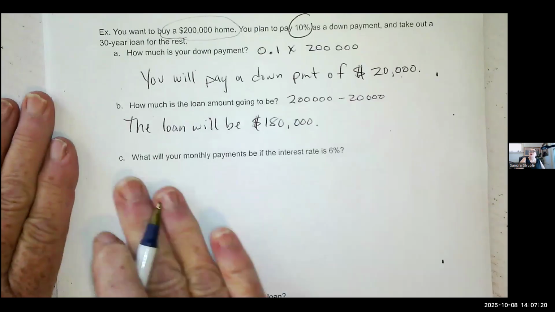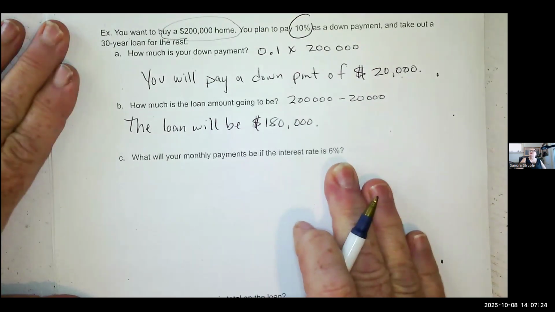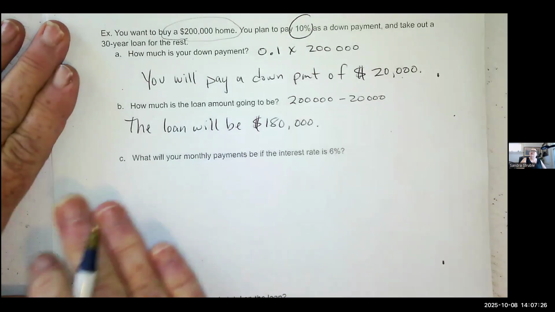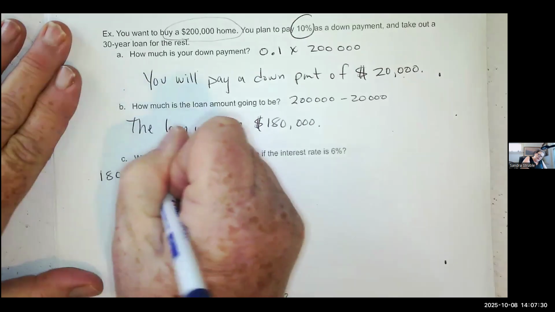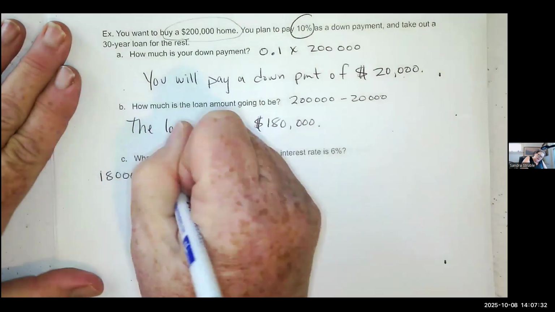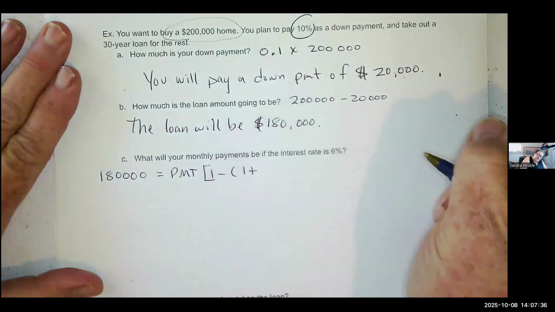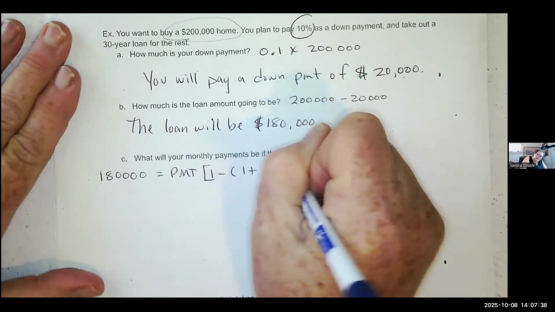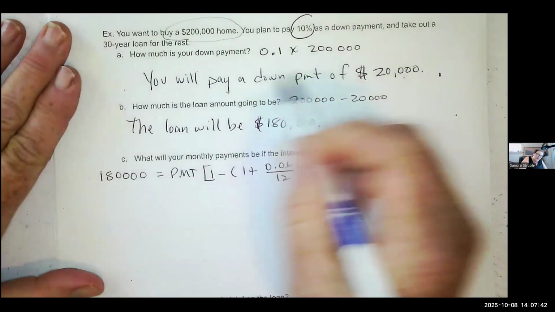The next, what will your monthly payments be if your interest rate is 6%? Remember, the P is the amount of the loan. So 180,000, 1, 2, 3 is equal to PMT, which is the amount of your monthly payments. Your interest rate is 6%, monthly payments. And we're going to do this for 30 years.